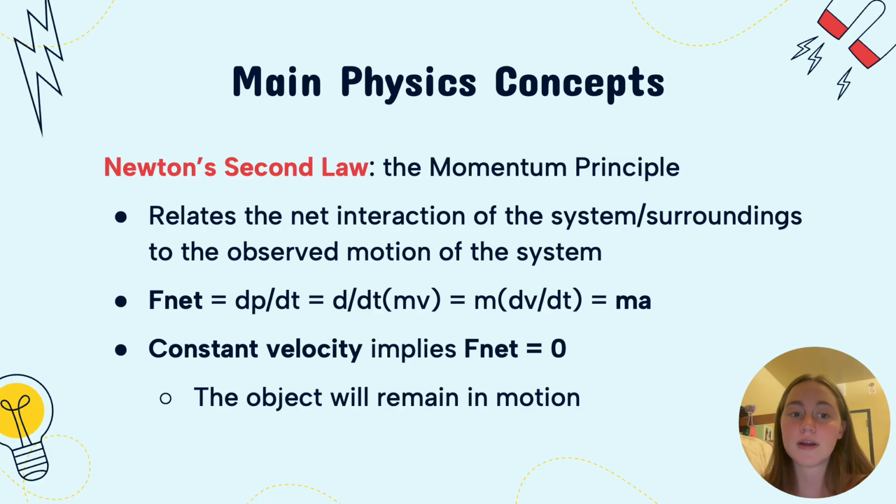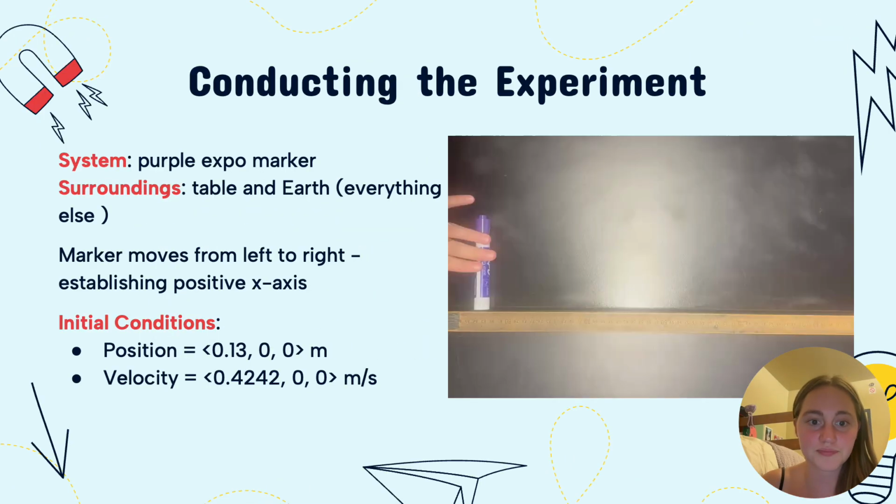If you take the derivative of this, you get F net is equal to mass times acceleration. Acceleration is the change in velocity over time. If an object experiences no change in velocity over time, then acceleration equals 0. Consequently, mass times 0 equals 0. So a constant velocity, no acceleration, implies that F net equals 0, and therefore the object will remain in motion.